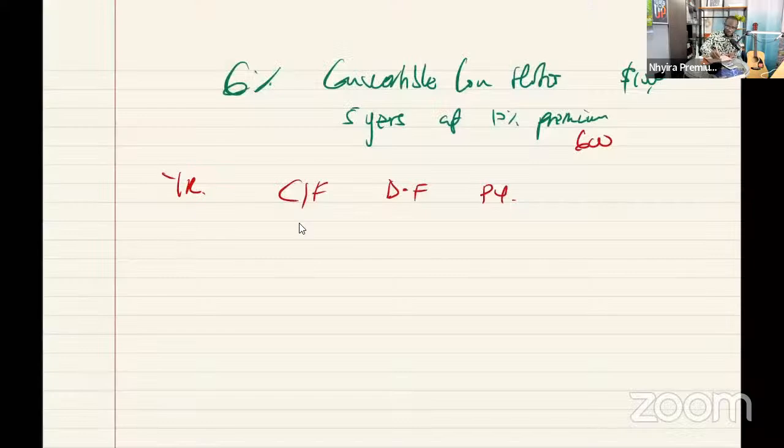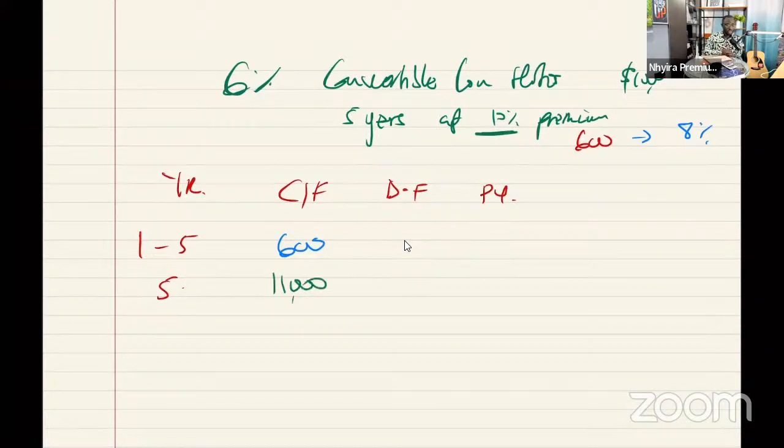So let's say this is the pro forma we had. It's redeemable in 5 years' time. Let's say the effective rate, that is the interest rate on a similar bond without conversion, is going to be 8%. So from year one to year five, we'll receive an interest of 600. Then in the fifth year, it will be redeemed at a premium of 10%. So that means it will be redeemed at 11,000.